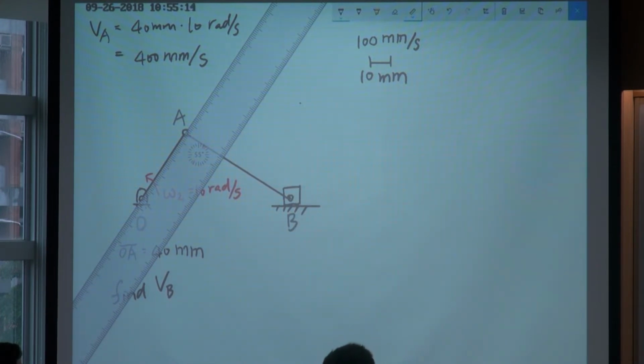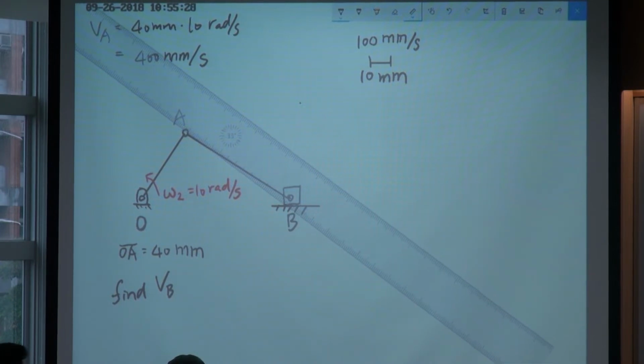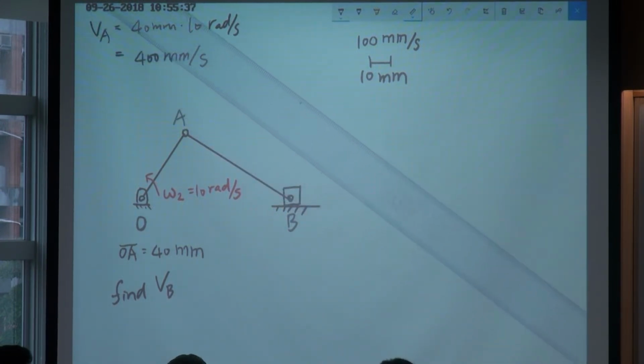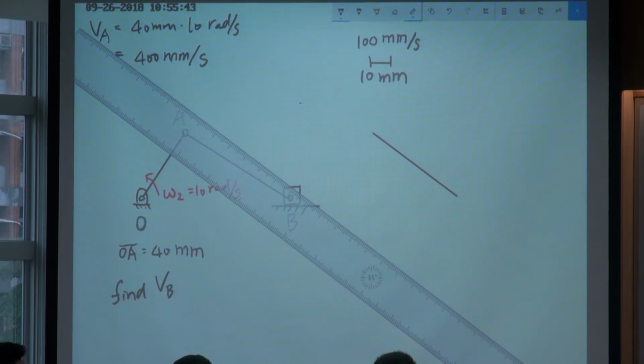So I need to draw this VA in the velocity polygon. Right now this line is at 55 degrees, so I need to rotate it by 90 degrees. So 35, 35, 90. So I'm going to draw this VA here. Sorry, I should draw it to scale.